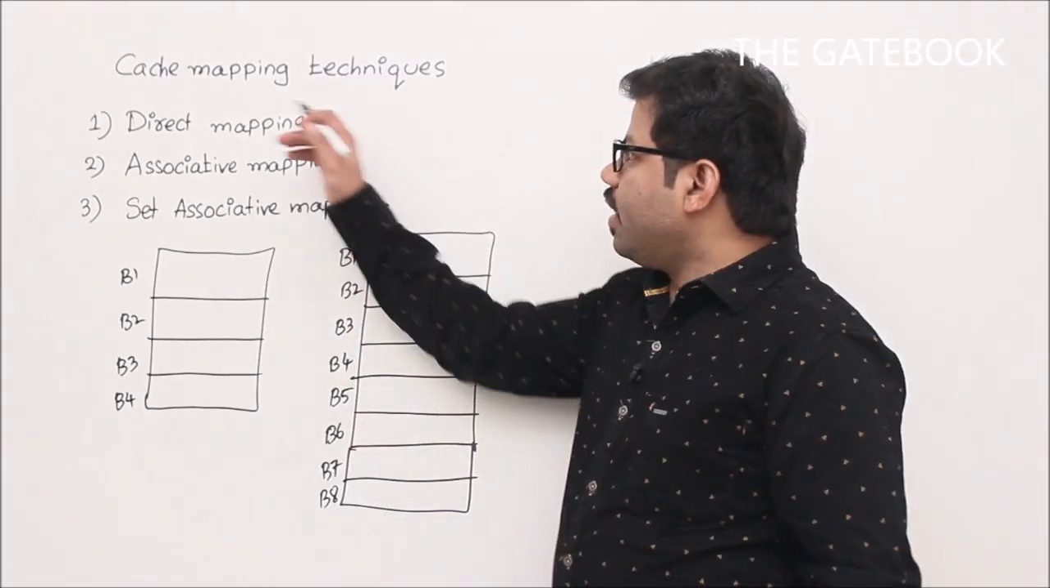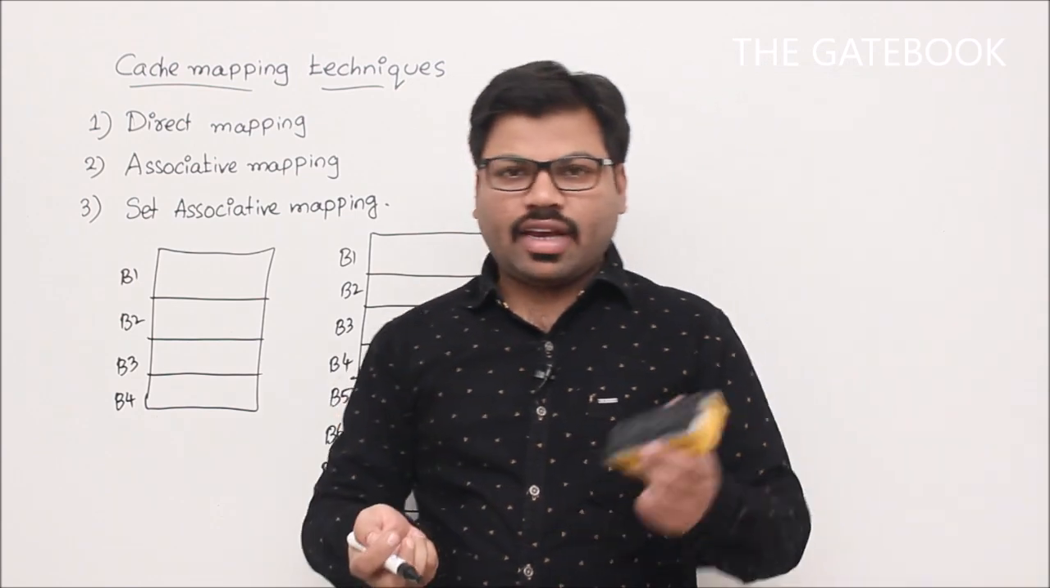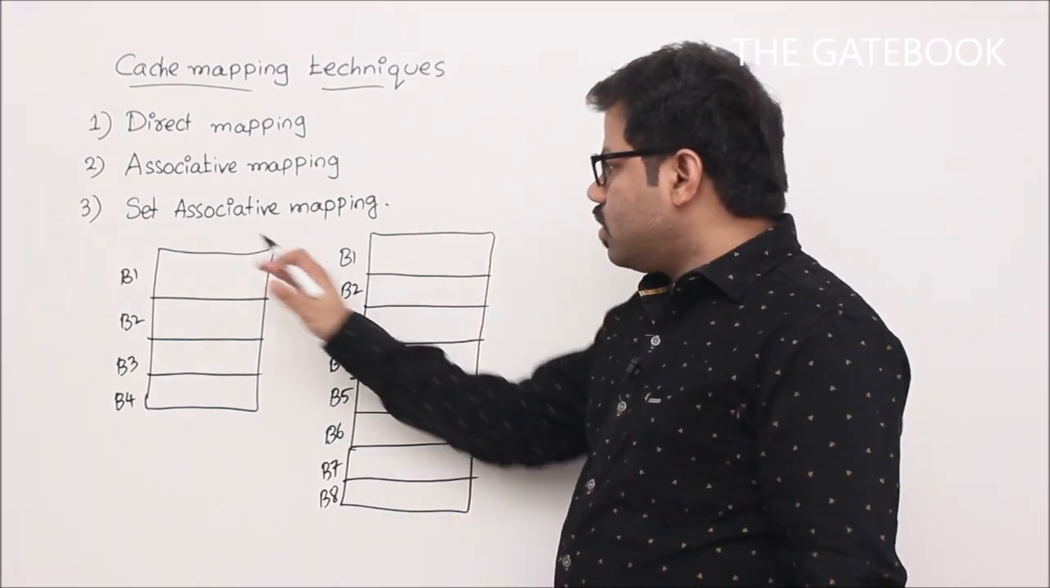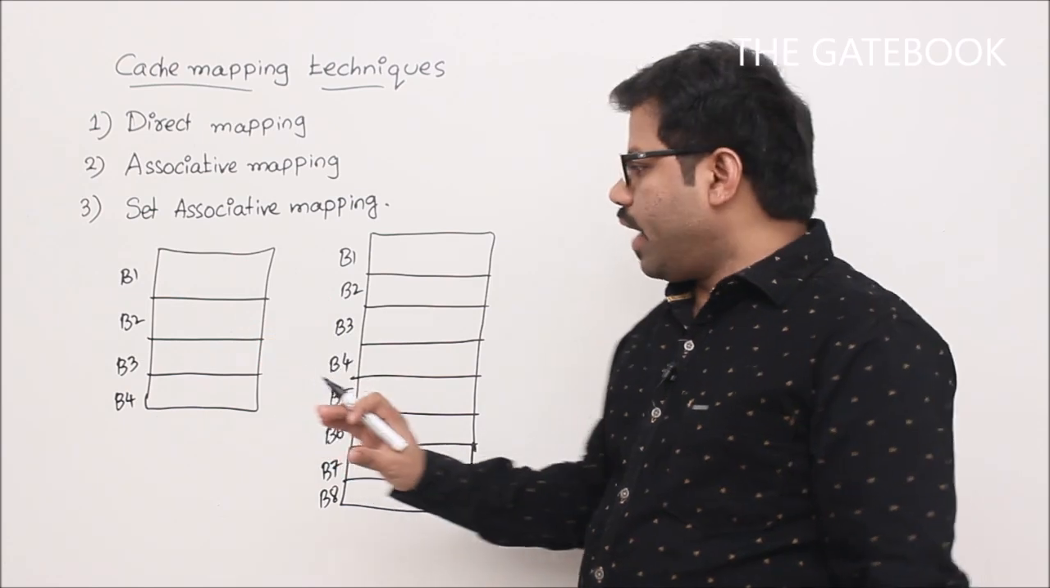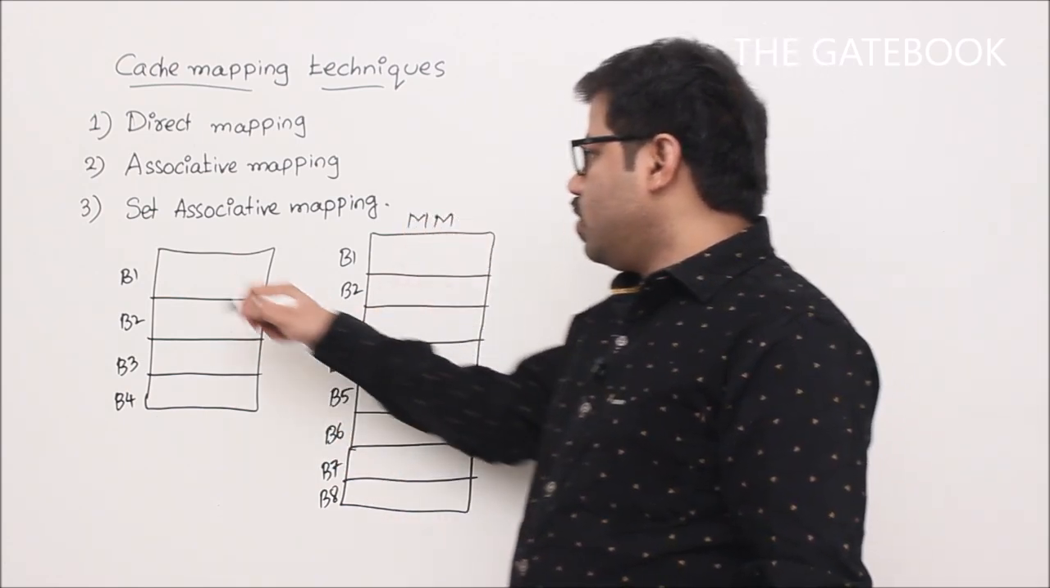Now we'll see one important technique called cache mapping technique. Where we use it and what is the motivation behind it, we will see. Let's say you have a small cache. We know that cache size will be smaller than main memory. So this is your main memory and this is your cache.